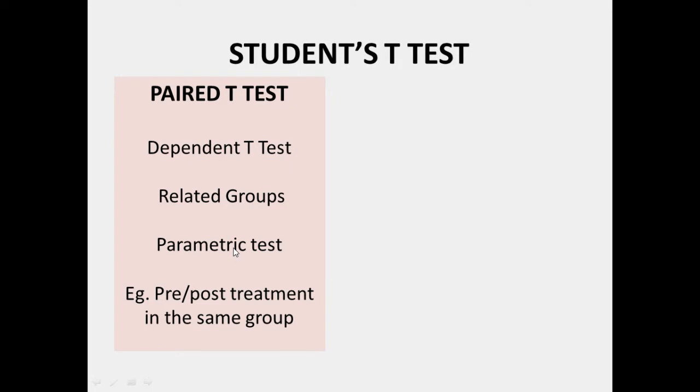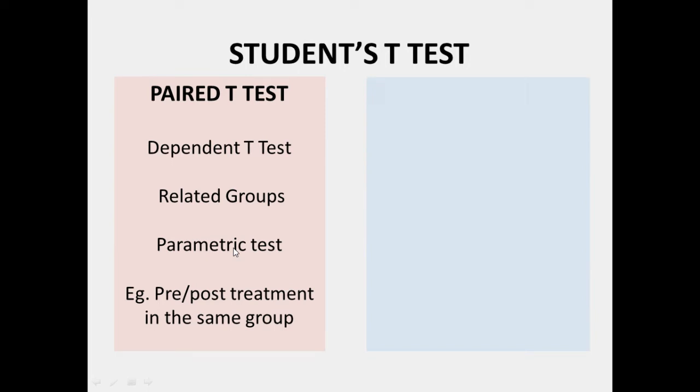Next, what is the example? An example is any pre or post treatment in the same group. So in paired t-test, you have only one group, and you assess the difference between before the intervention and after the intervention. I will give you one example in the next slide.